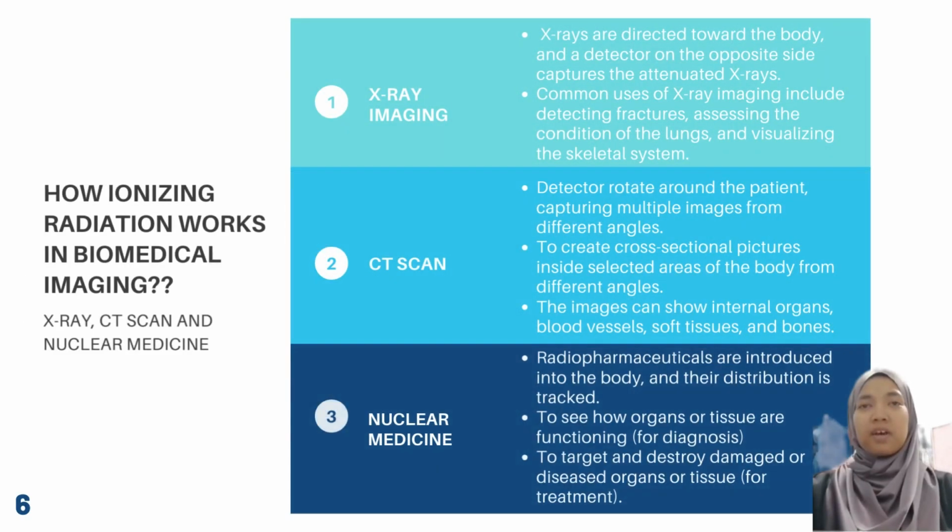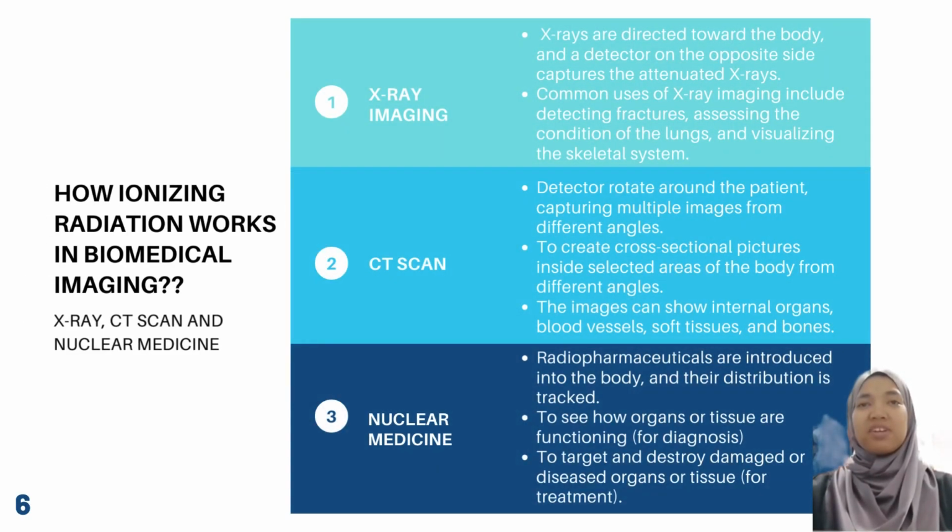In this part, I will explain how ionizing radiation works in X-ray, CT scan, and nuclear medicine. In X-ray imaging, X-rays are directed toward the body, and a detector on the opposite side captures the attenuated X-rays. Common uses of X-ray imaging include detecting fractures, assessing the condition of the lung, and visualizing the skeletal muscle.